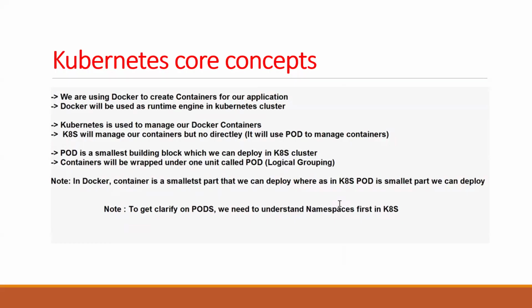First, what is a pod? A pod is the smallest building block which we can deploy in a Kubernetes cluster. Containers will be wrapped under one unit called a pod. So, logical grouping. Note that in Docker, the container is the smallest part that we can deploy, whereas in Kubernetes, the pod is the smallest part we can deploy.